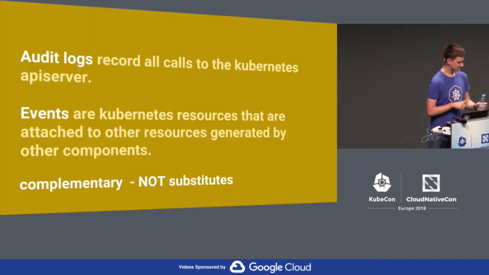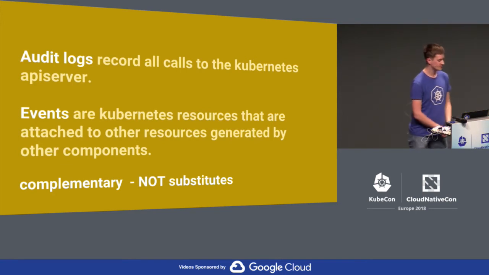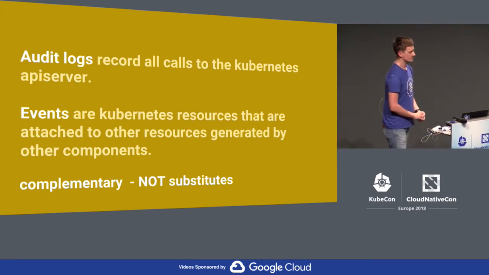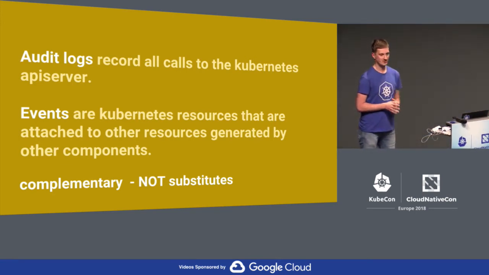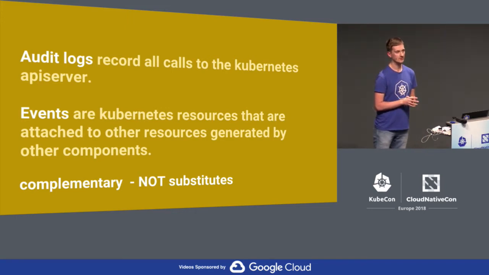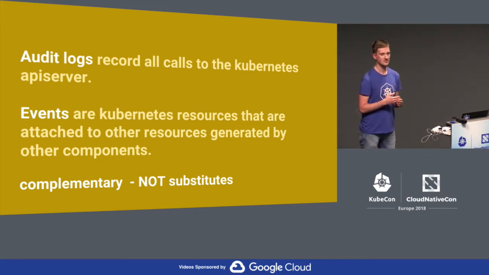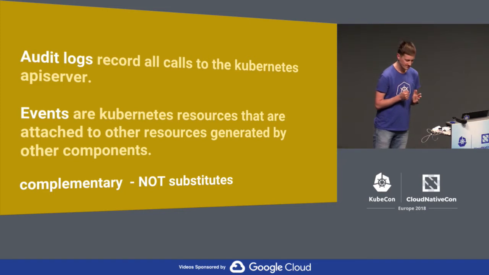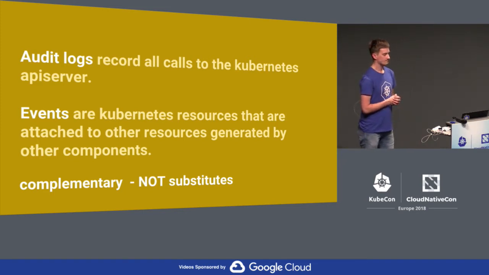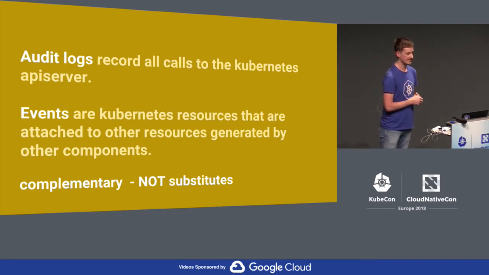Sometimes people ask why they can't use events. There is a big difference between events and audit logs. Audit logs are something generated by the API server. For example, even if you create a new event, a corresponding audit log is going to be created.